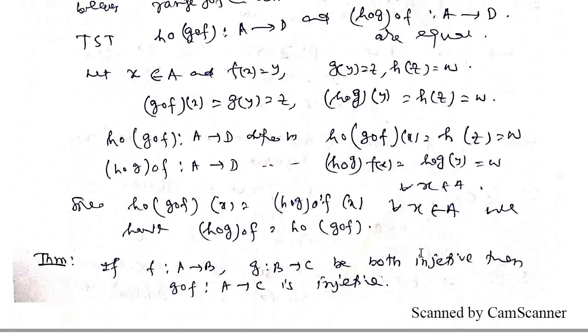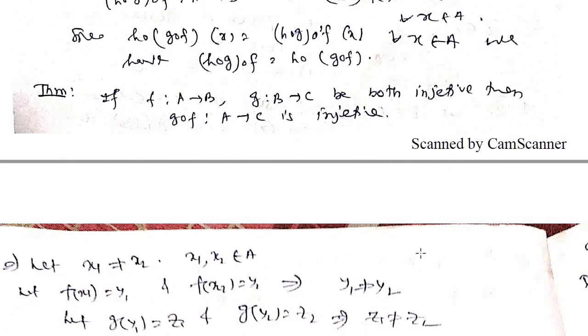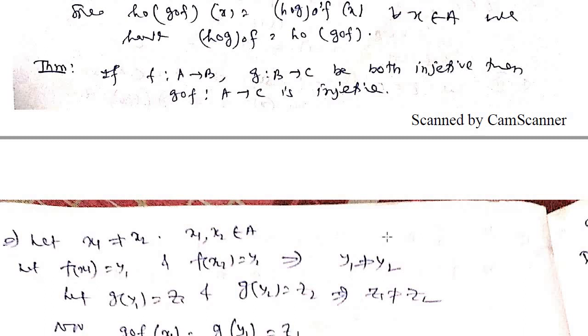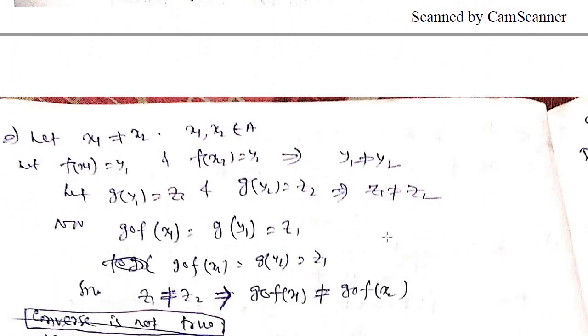Now we'll prove that if f and g, obviously f from A to B, g from B to C, both are injective, then their composition is also injective. That is, if f and g are injective, their composition mapping G compose F is also injective. How to prove that? Injective we can prove in two ways.